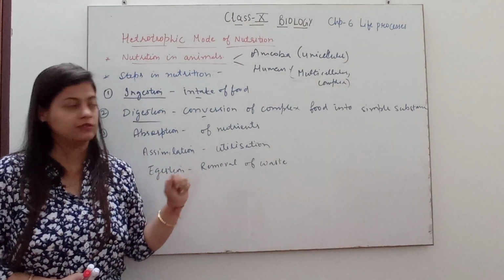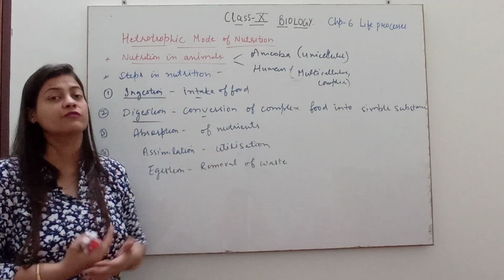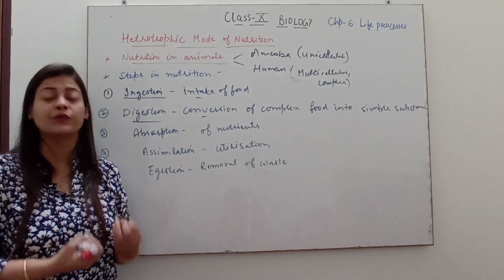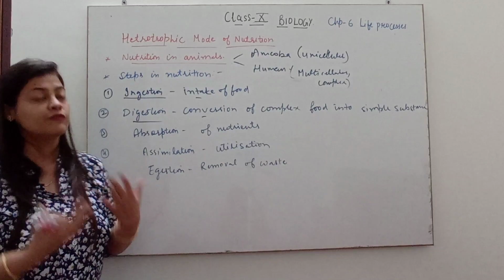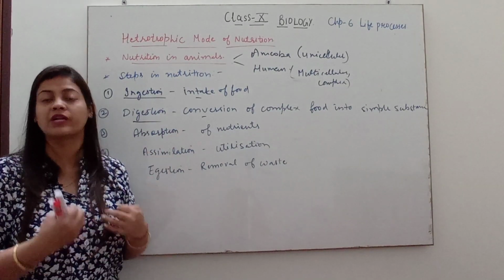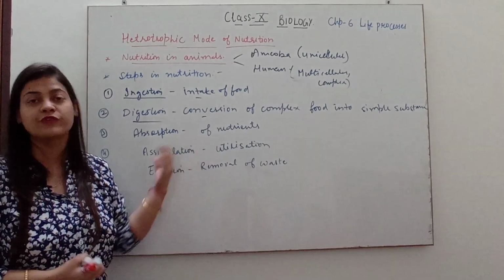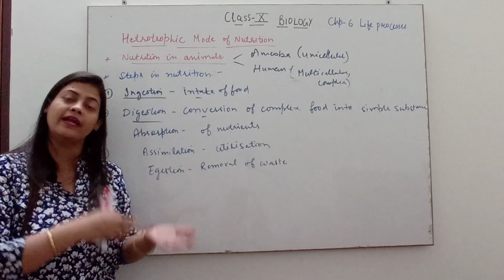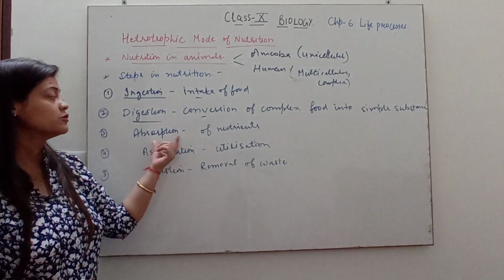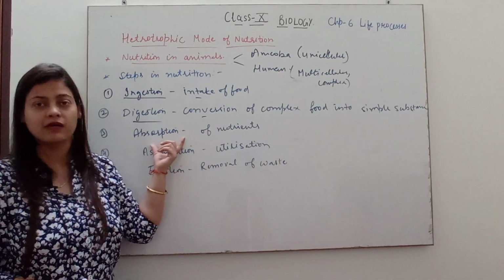Next one is absorption. Absorption of nutrients. Whatever food we eat, when it undergoes digestion, the simpler form or the nutrients released from the food have to be absorbed by the body, because ultimately these nutrients, the useful material which we get from food, actually enter into the blood for transportation to various places. So for that it should first be absorbed by the body.